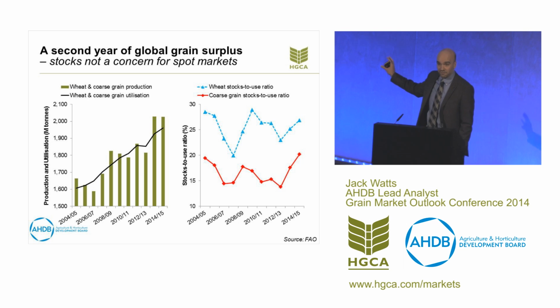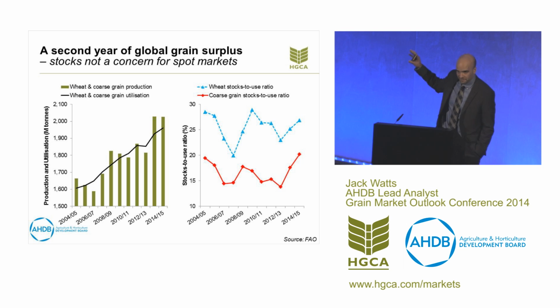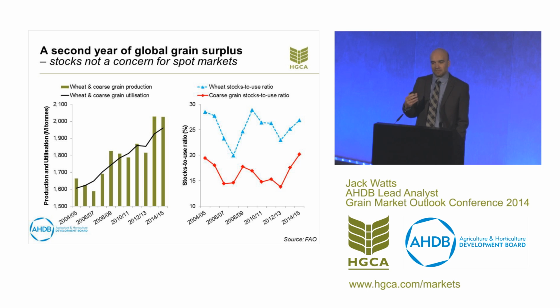Stocks-to-use ratios, the top line there is for wheat, and we can see that that's expected to build again. Probably the more important one to the headline global price movements is what's happening in coarse grains. Again, a second consecutive building of that, and the latest FAO data suggests that we could be looking at a stocks-to-use ratio of over 20% on the coarse grains.